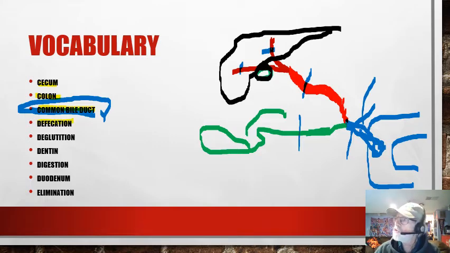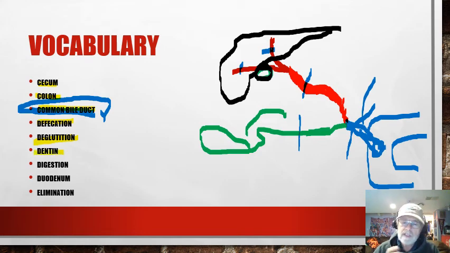Defecation. Defecation is just another word for having a bowel movement. Deglutition. Deglutition is a really fancy word for swallowing. When somebody swallows something, it's called deglutition. So deglutition is swallowing, and defecation is passing fecal material or having a bowel movement.